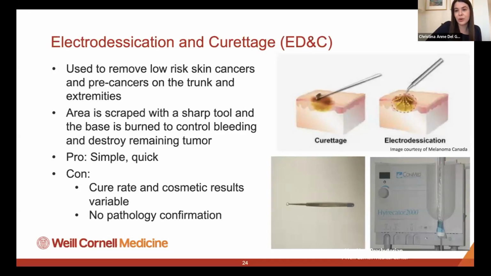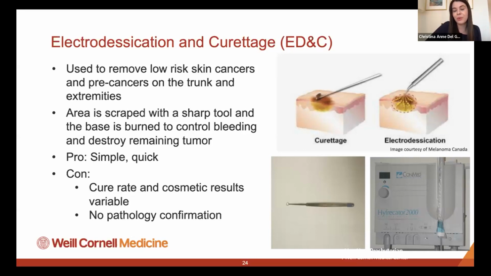This is a procedure that we do in office to remove low risk skin cancers and precancers on the trunk and extremities. So basically what we do is we scrape the area that's been confirmed a skin cancer with a sharp tool called a curette, which is shown in the bottom left here. And we scrape it until we feel like we've gotten the skin cancer off.